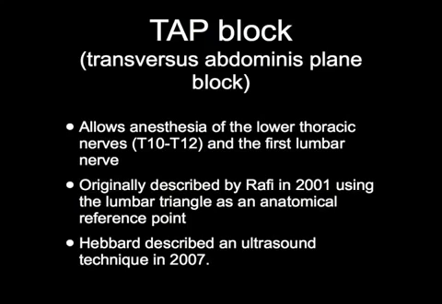The TAP block allows anesthesia of the lower thoracic nerves, T10 through T12, and the first lumbar nerve. Originally described in 2001, and in 2007 an ultrasound technique was first described.